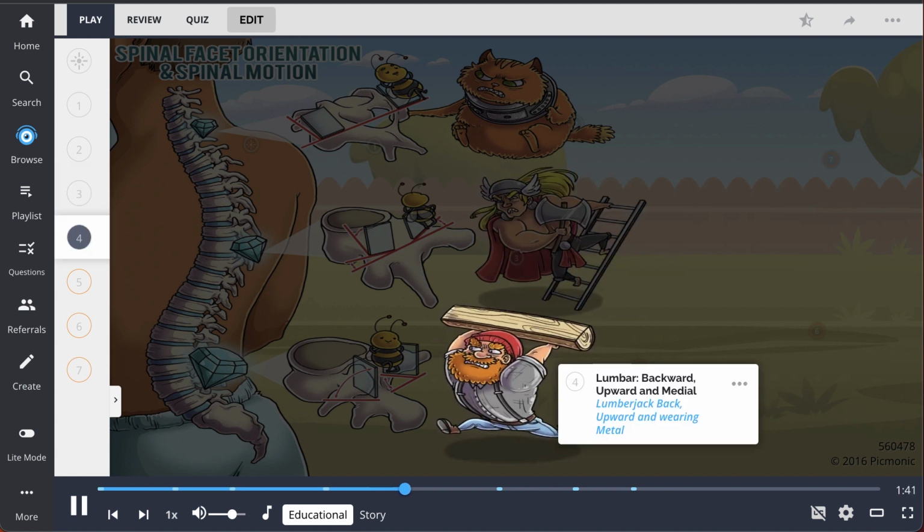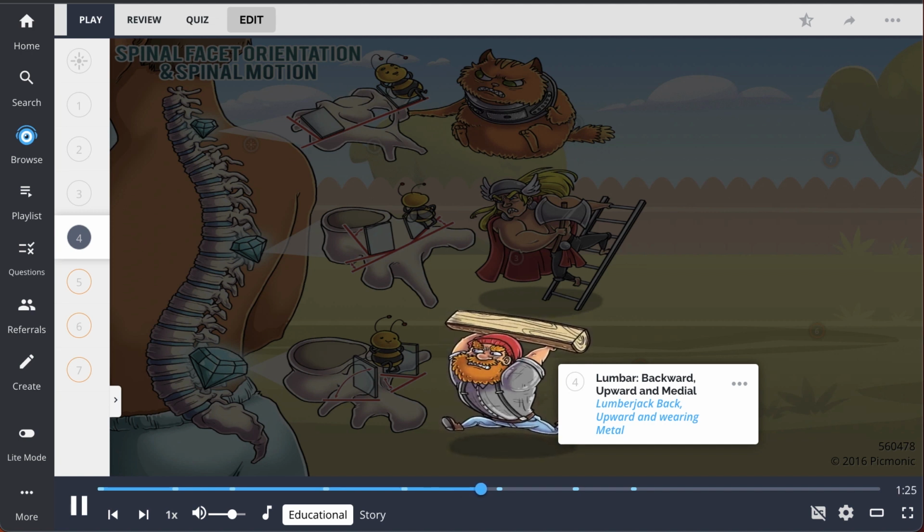The superior facets of the last region of the spinal column are lumbar: backwards, upwards, and medial, represented as our lumberjack sitting back, upwards, and wearing metal. Facets in the lumbar spine face back, up, and medial.